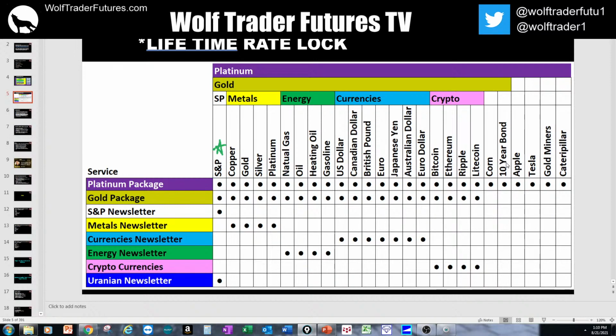We have corn and the 10-year bond, and then we have Apple, Tesla, gold miners, Caterpillar. We also have Broadcom and Bank of America, and that's going to be adding up to probably about 10 symbols.